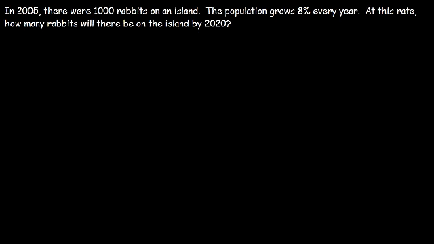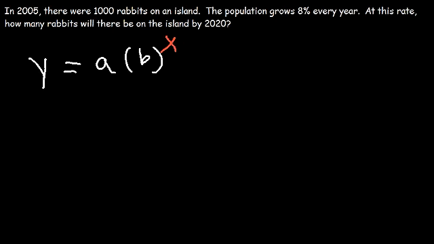So what should we do in this problem? How can we find the answer? So we need to write an equation. Now, is this an exponential growth or decay problem? Since the population is growing, it's an exponential growth problem. The equation that you want to use is y is equal to a times b raised to the x. This is basically the generic formula for exponential growth.